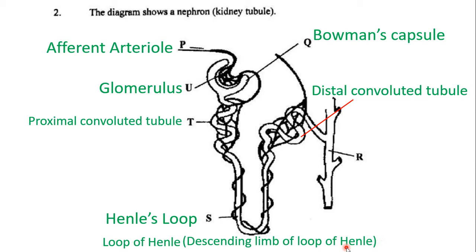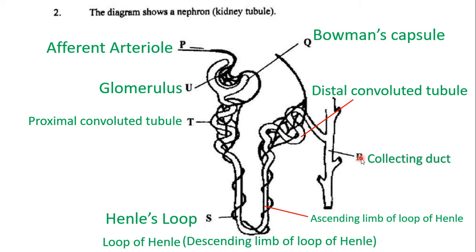They didn't ask us to label it, it's not a labeled structure, but this is the descending limb of the loop of Henle. Now, this labeled structure is the ascending limb of the loop of Henle. Okay, moving right along. What is the structure labeled R? Well, that is the collecting duct. So there you have it. That's the labeled diagram of the nephron.